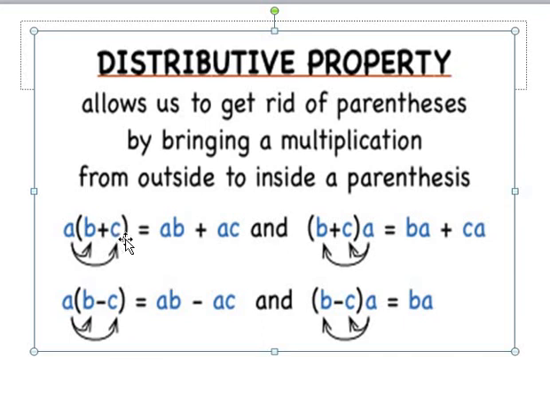But I have to take into consideration that there is a negative sign inside. There is minus. The operation here is subtraction, it's not addition. So it's a times b, ab, minus a times c, which is ac. Okay?